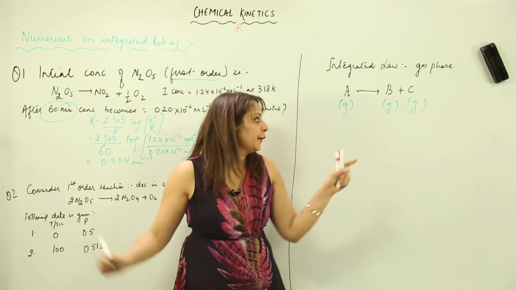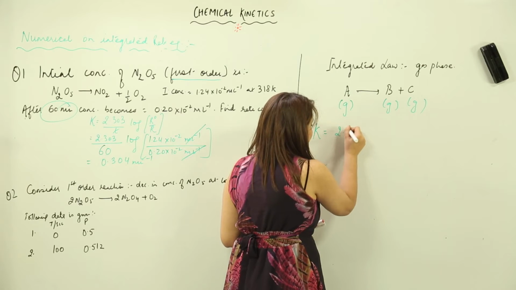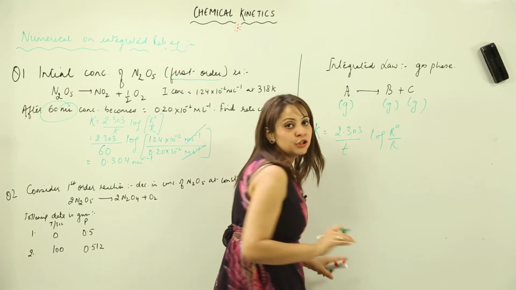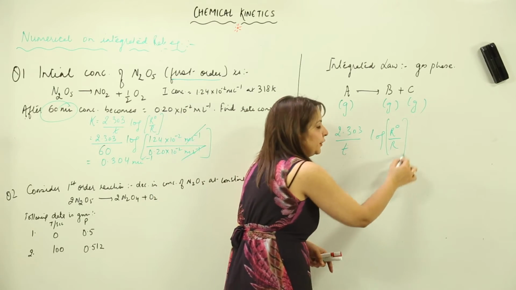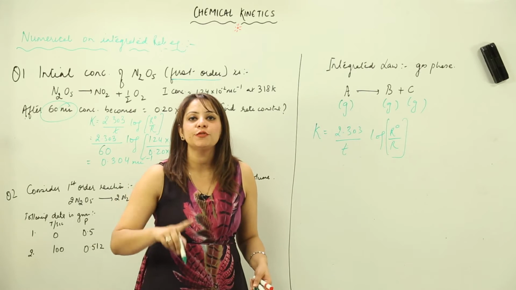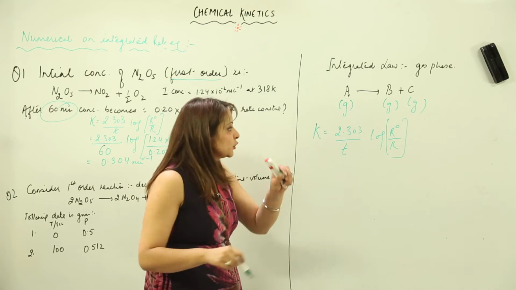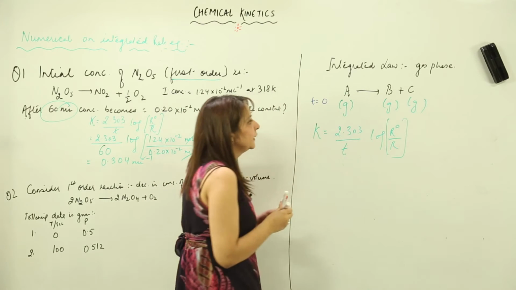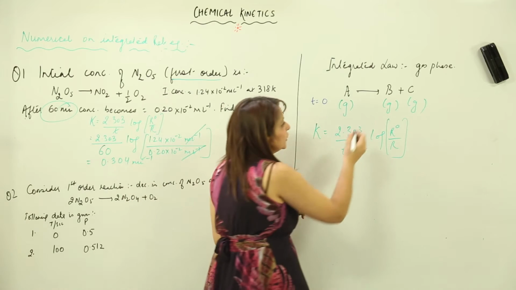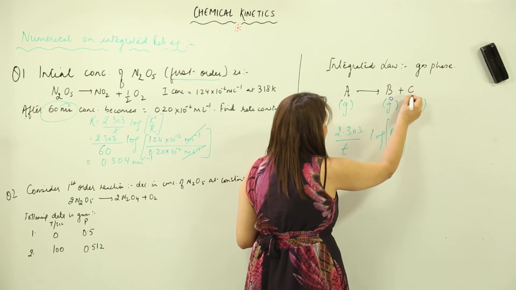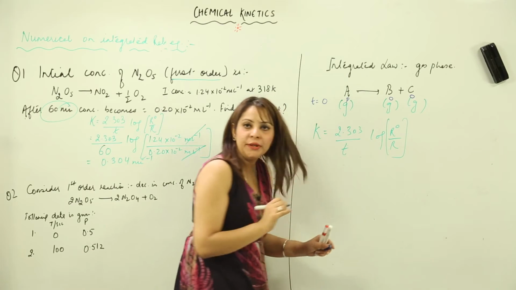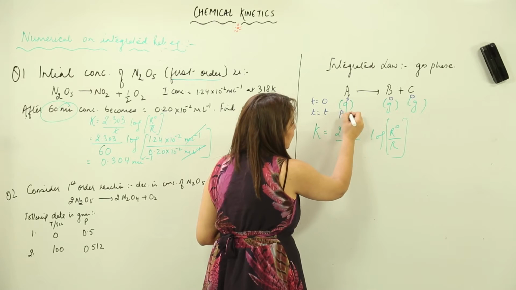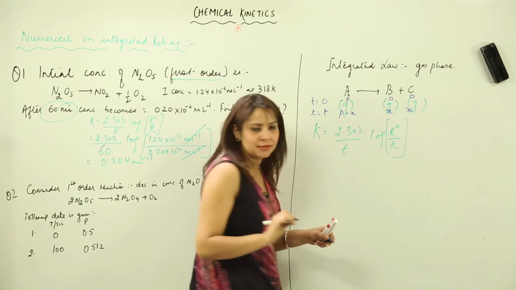So I am going to write the same integrated rate expression we derived for first order: k = (2.303/t) log(R0/R). This is the expression if we write it in terms of concentration. But now I am going to write it in terms of partial pressure. When time is equal to 0, the pressure of A is P, and those of B and C are 0. Now when the time changes to t, let the pressure of A be P minus x, and those of B and C become x and x.